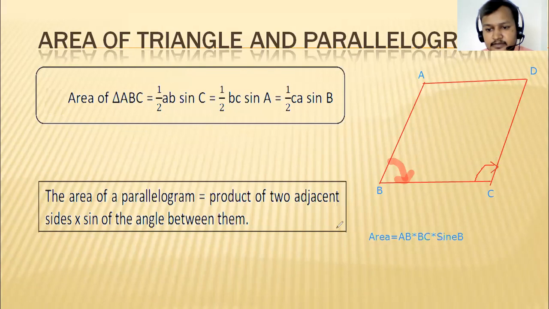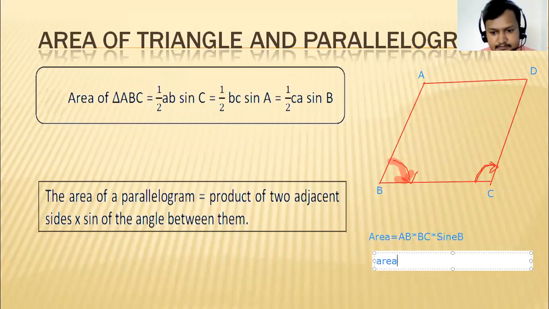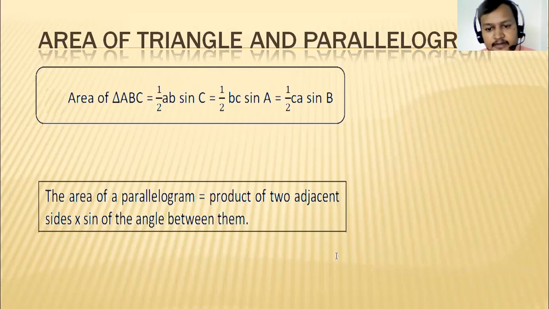Let me give one more example to you. If angle C is given to us in place of B, एंगल बी यो नदिएर कुन एंगल दिएको छ त एंगल सी दिएको छ भने इन दैट केस एरिया इज इक्वल टू BC into CD into sine angle C. Okay, BC into CD sine angle C. This is the formula to find out area of parallelogram.